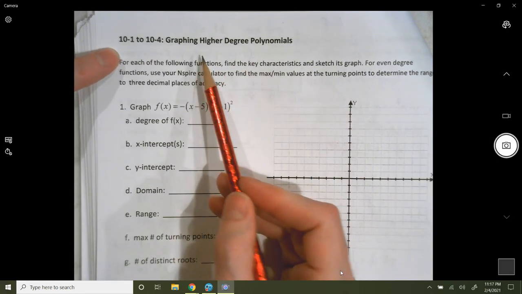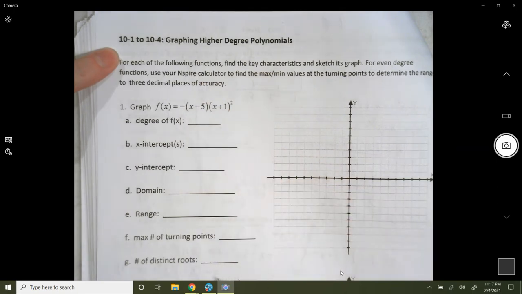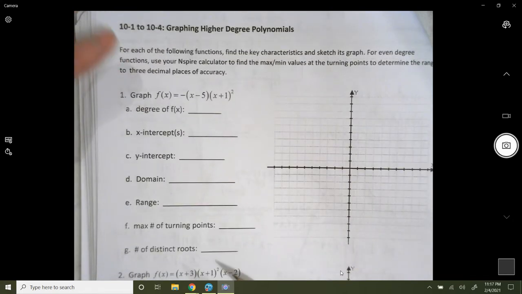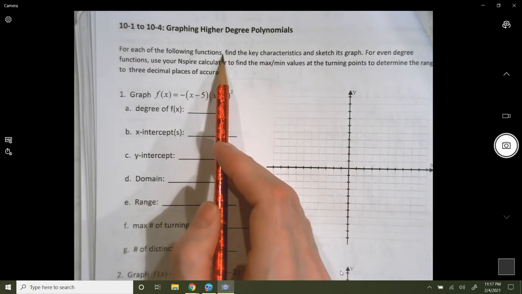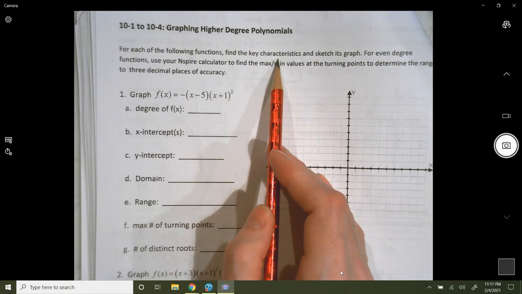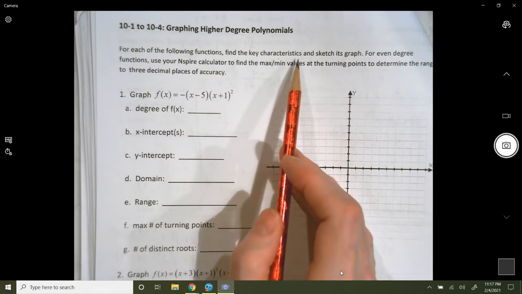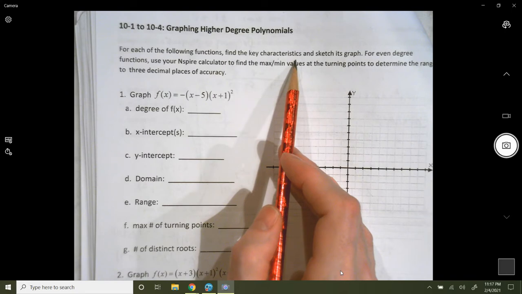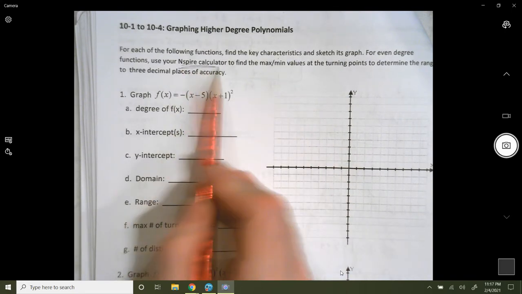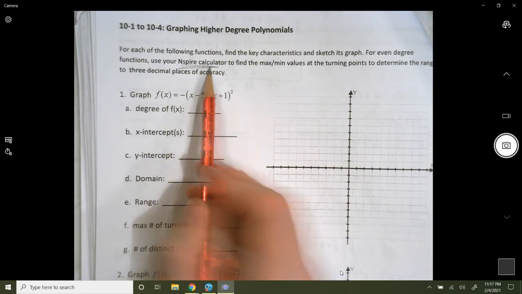If you have questions on some of the things that I'm doing here, make sure you go back and watch that video where I maybe better explain what we're doing and how we're doing it. Okay, for these functions, find the key characteristics. Now, in Sketch the Graph, we're focusing on no calculator stuff. However, the TI Inspire we're going to use to find some of our turning points.